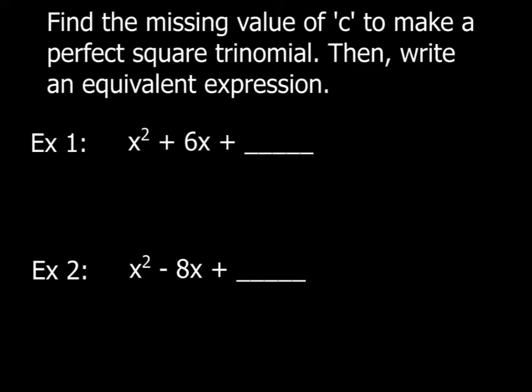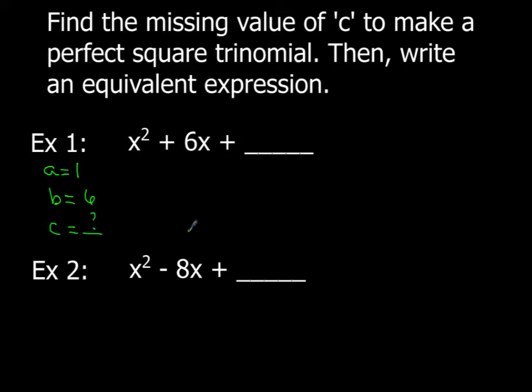Find the missing value of c to make a perfect square trinomial. Then write an equivalent expression. So we've got x squared plus 6x plus blank. So let's see. Our a value here in example 1 is just 1 because there's no number in front of x squared. Now my linear term is 6x, which means the value of b is just 6. And c, I don't know what c is. I gotta figure that out.